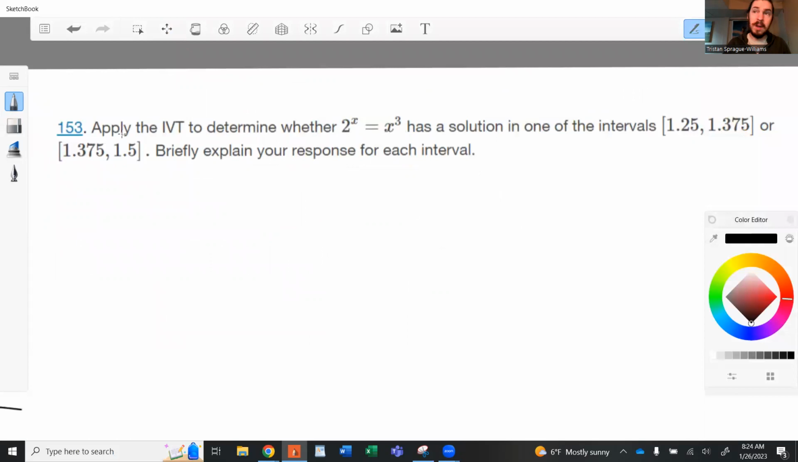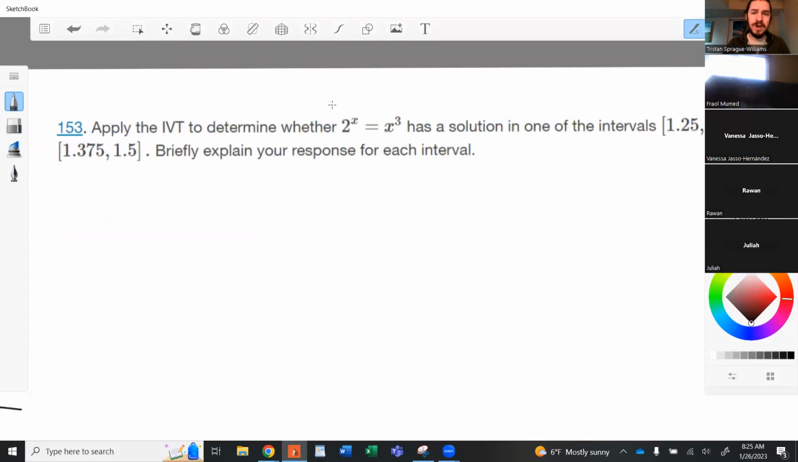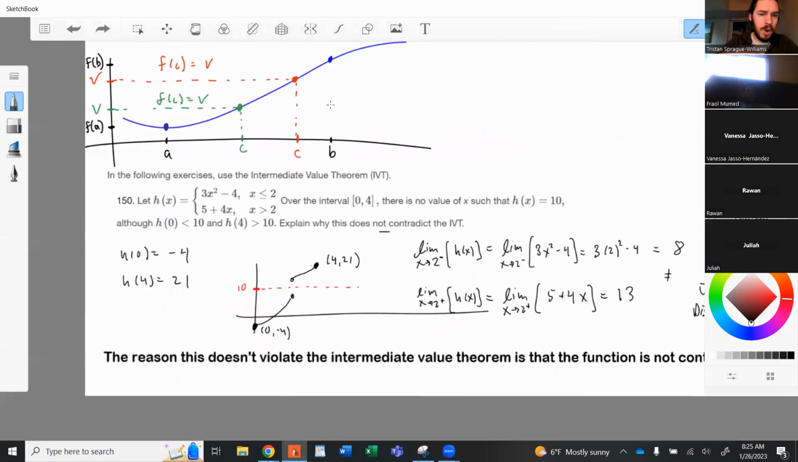So I'll explain how you can approach this problem. This is a problem where we basically have two functions. We have, let's say, f of x equals 2 to the x, and g of x equals x cubed. We want to know, oh, actually, no, sorry. Let me back up. You could think of this as two functions, but I actually don't want to do that because the intermediate value theorem isn't about two functions, is it? That was a bad idea. The intermediate value theorem is about one function, right? It's all about one function.